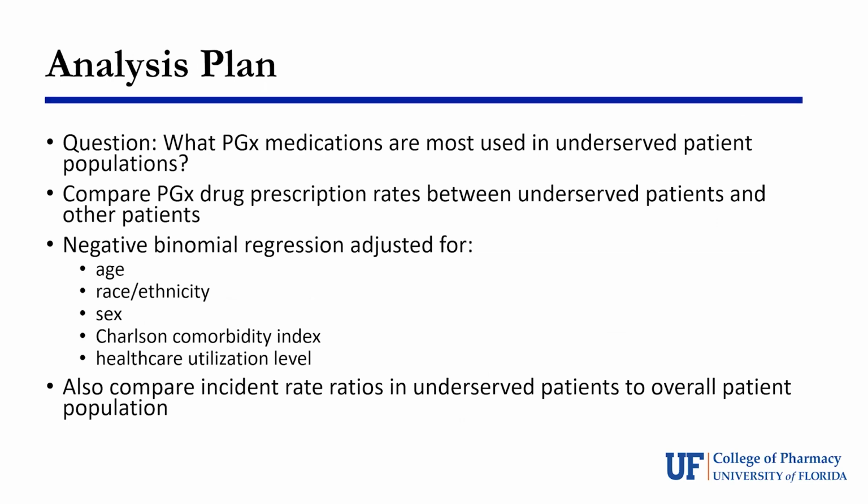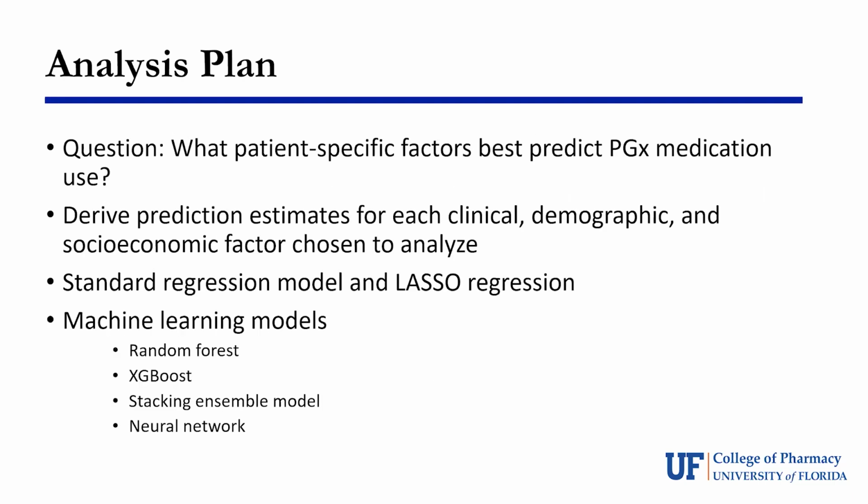For instance, age. If you're older, you're more likely to get prescribed medications. Another example is the Charlson Comorbidity Index, which really gets at how sick are you. So if you're a more sick patient, again, you're obviously more likely to be prescribed medications. And then we also want to look at the incident rate ratios for underserved patients and then compare that to the overall patient population in general.